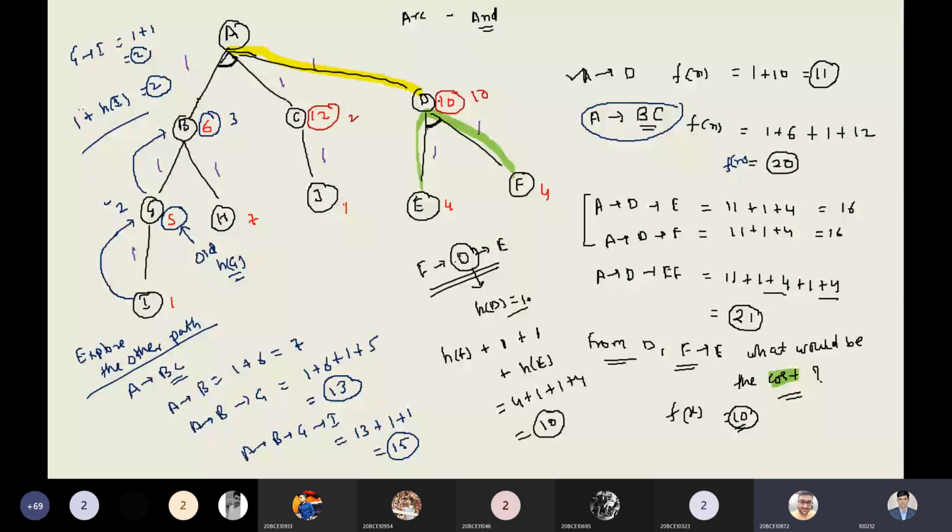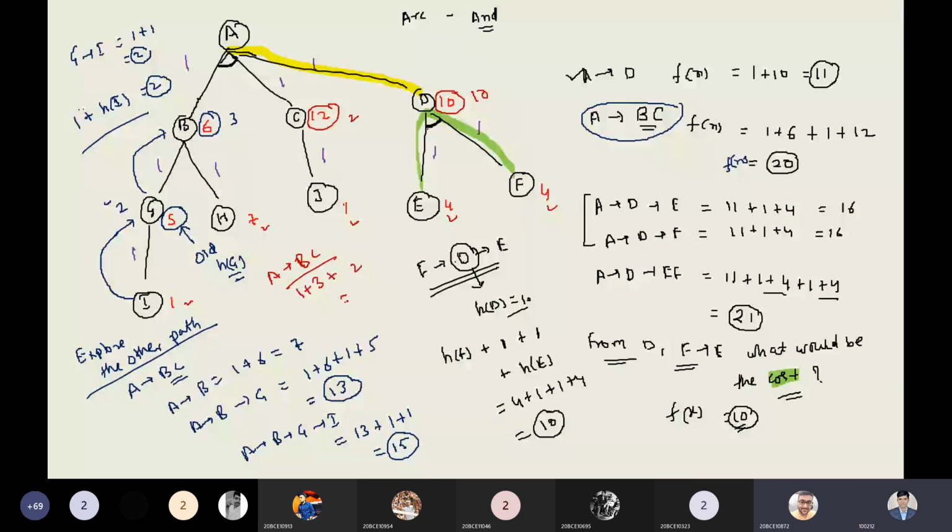No need to update the 7. 7 would be as it is over here, and 1 will be as it is, and 4 will be as it is. And here, deep nodes are not required to update anything. So if I'm choosing the path A to BC after updating the heuristics value, this would be 1 plus 3 plus 2, so that would be 6.